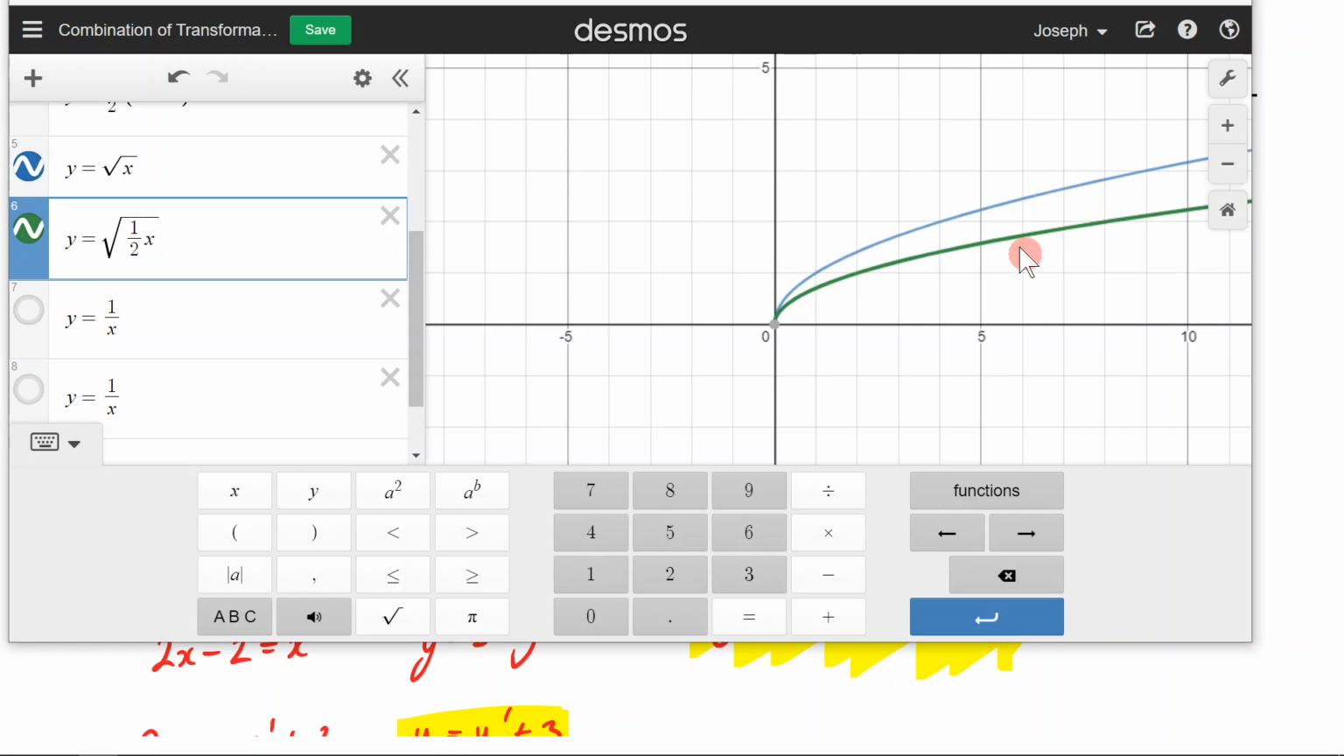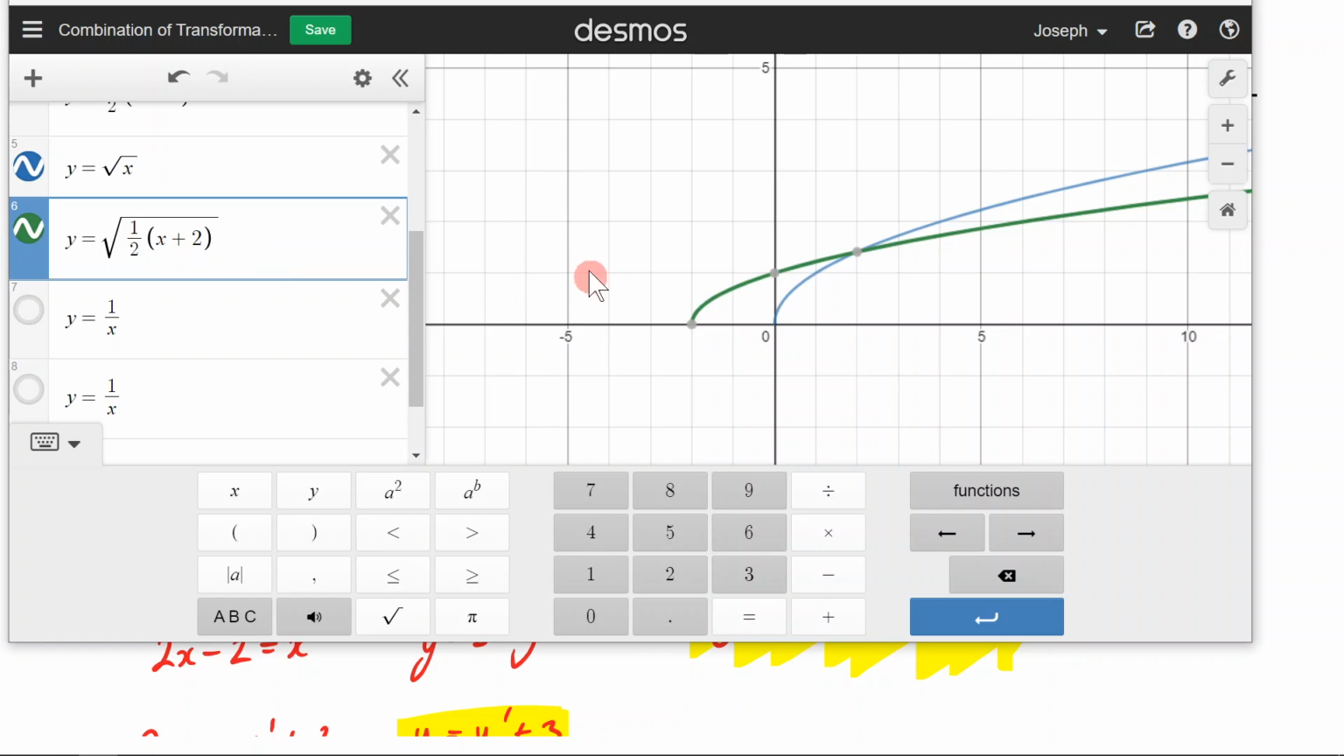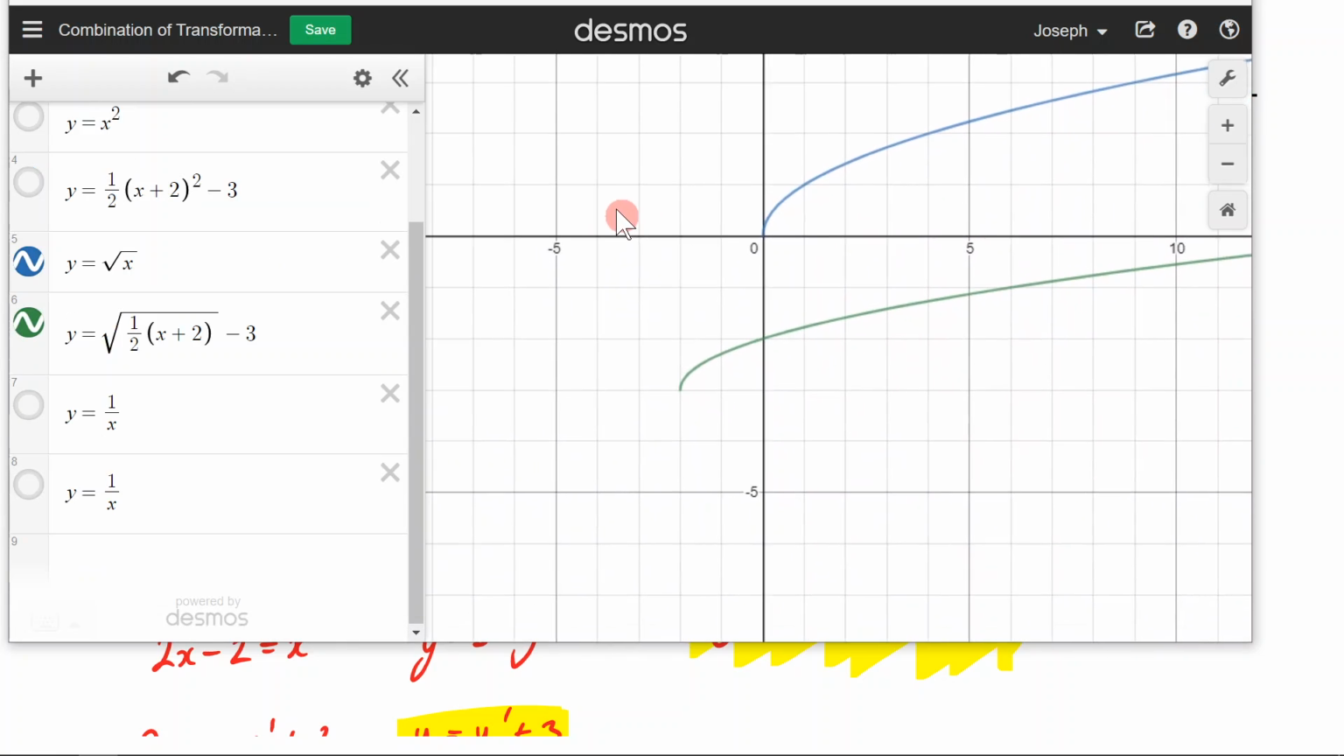The next thing that I'm going to do is a translation of 2 units in the negative direction of the x-axis. So that means I'm going to replace my x with x plus 2. Whoa, what happened there? I've got too many x's. There we go. So as you can see, I have now moved it 2 units in the negative direction of the x-axis, and you can see the importance of brackets there. And then the final thing I had to do is 3 units in the negative direction of the y-axis. This is always the easiest one. We're just going to subtract 3 on the outside, and it moves down.